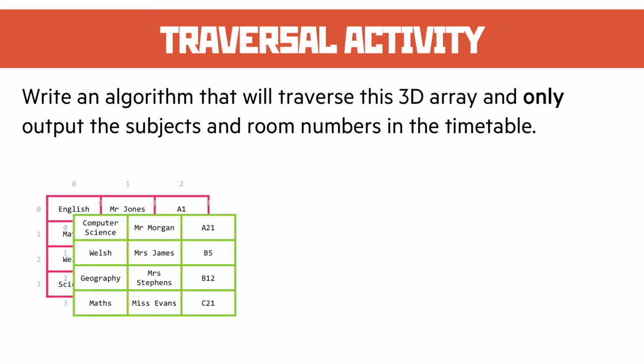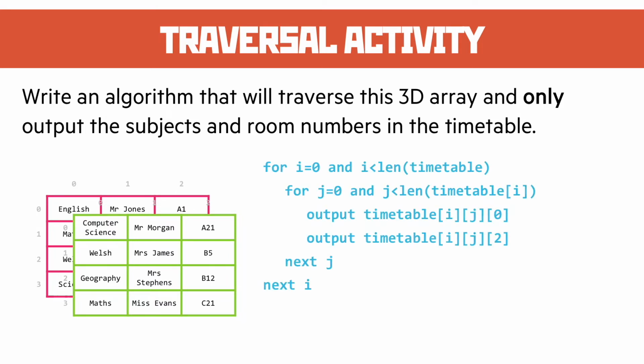Write an algorithm that will traverse this 3D array and only output the subject and room numbers. Now this is a little bit trickier because you need then to understand how the columns in the array work to get this working at all. So the first thing, we need only 2 for loops here, an i and a j value.